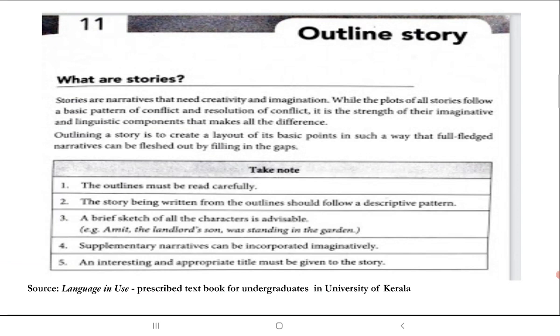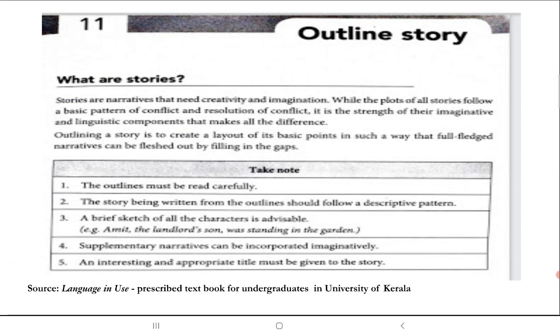Outlining a story is to create a layout of its basic points. In the question paper, you will be given the basic points, and what you need to do is bring in a full-fledged narrative, a full-fledged story, which can be fleshed out by filling in the gaps. Here and there you are getting some words and you need to fill in. Now, the points you need to remember while you expand these or try to develop a story from all these points that are being given.